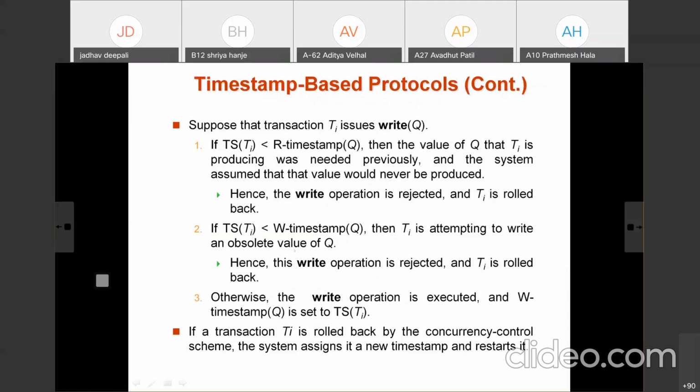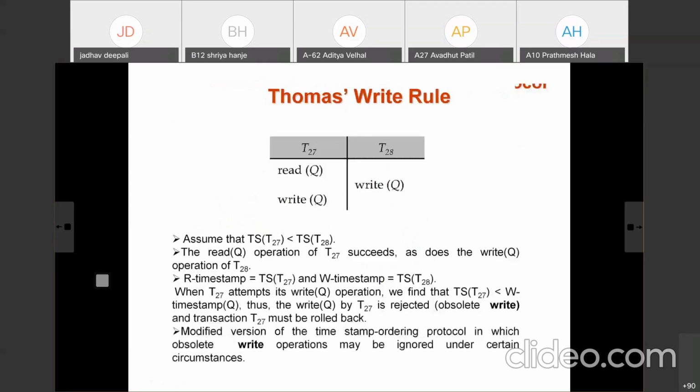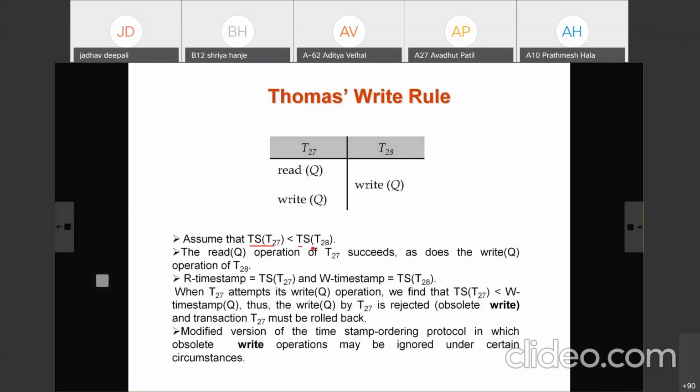Okay, so the Thomas write rule. In the previous case of the write operation, if TS(Ti) is less than W-timestamp, then Ti is attempting to write a value which is already written by another transaction. So we call it an absolute write or blind write. In that case, the modification to this is the Thomas write rule.